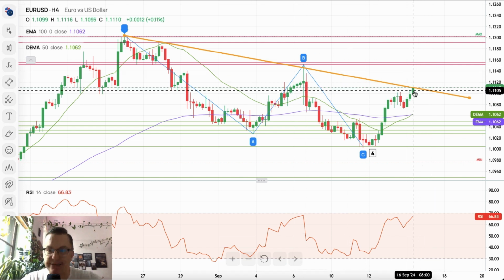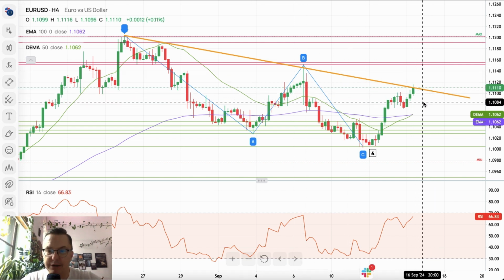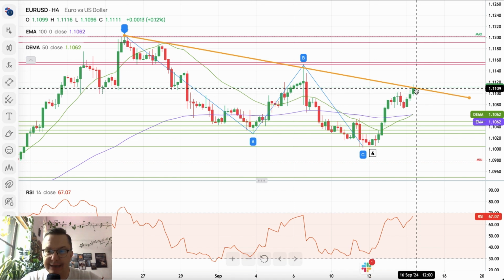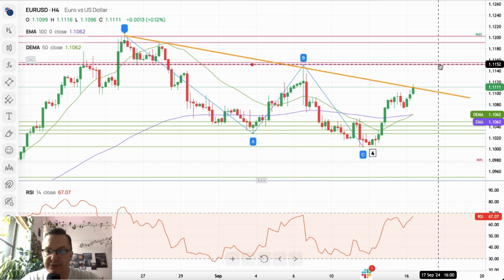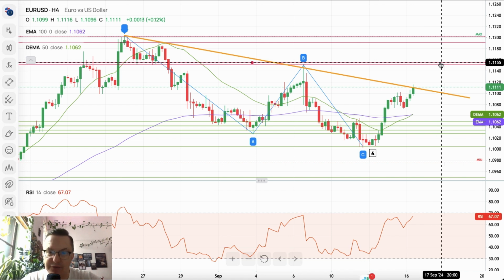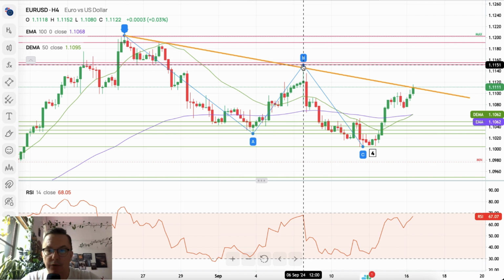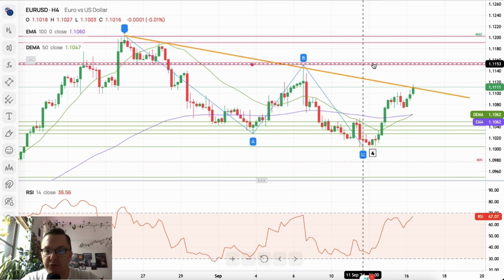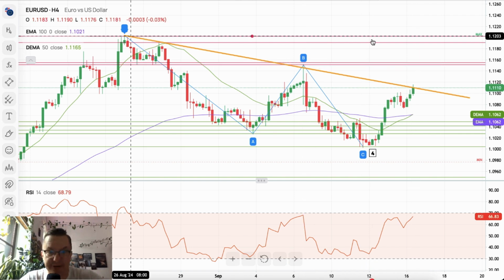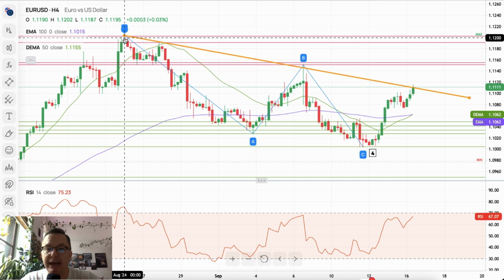We are testing this trend line here, and that might be quite interesting to see what is going on here, because in a case of a breakout higher, the next target is 1.1150 to 1.1155. So this is the virtual high of the wave B, and then of course we can even extend towards the last major swing high at 1.1202.